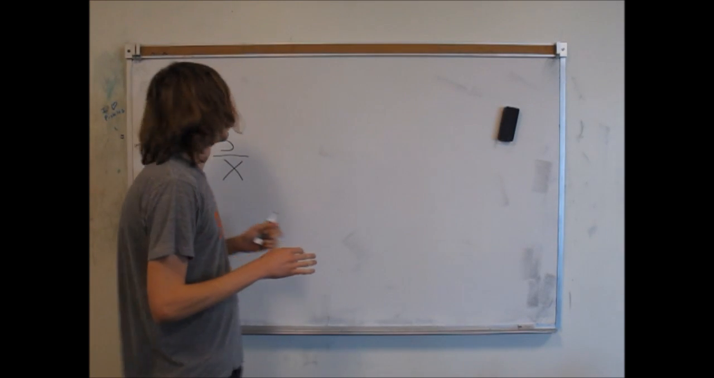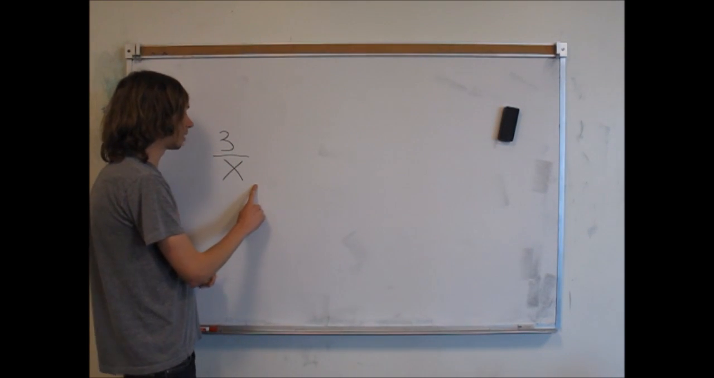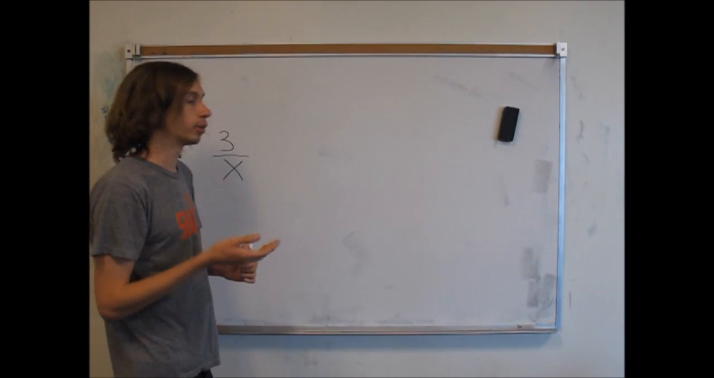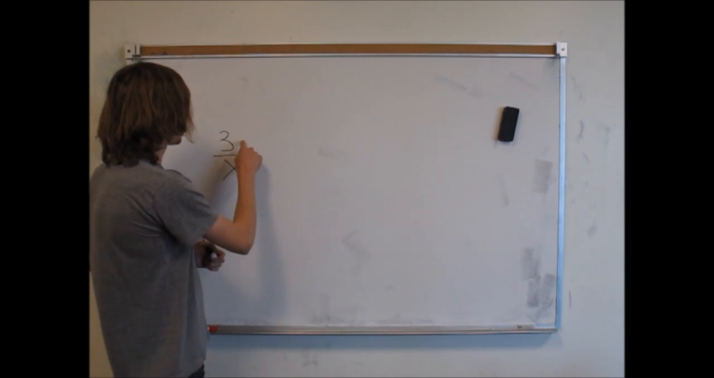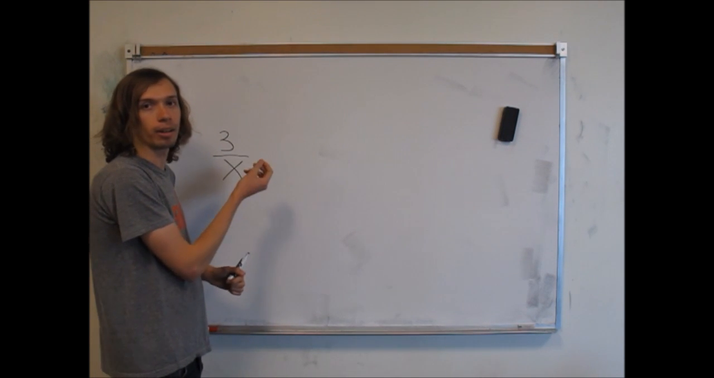Okay, so let's look at this one. It says 3 over x, right? And so would this be a monomial? Well, this is 3 divided by x. This is not a product, right?